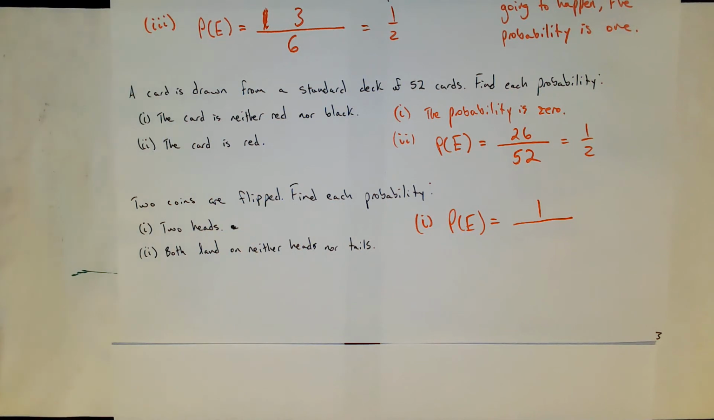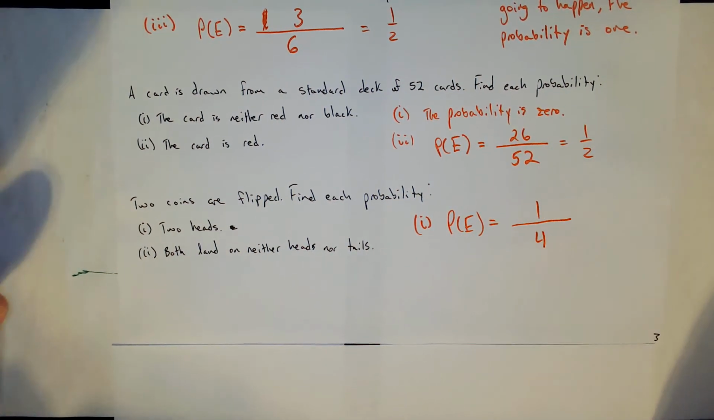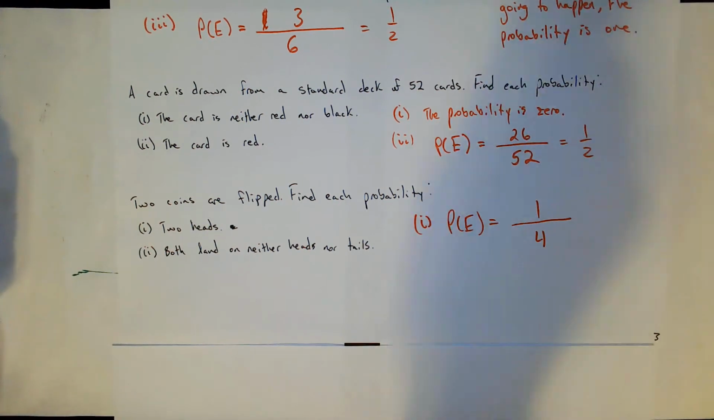But how many different possibilities are there altogether? Well, I just laid them all out, right? It's 4, so that's 1/4. There we go, 1/4, or 0.25, or 25%.